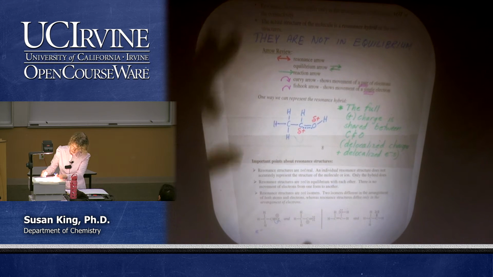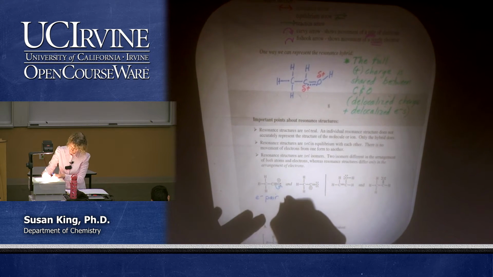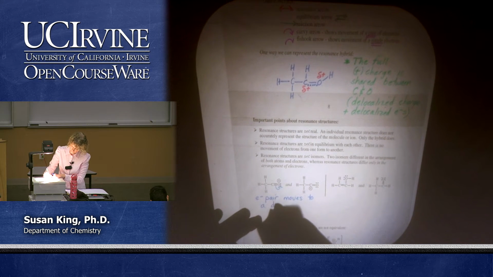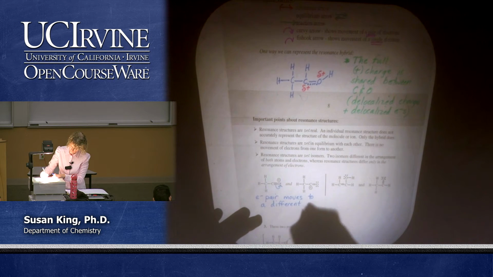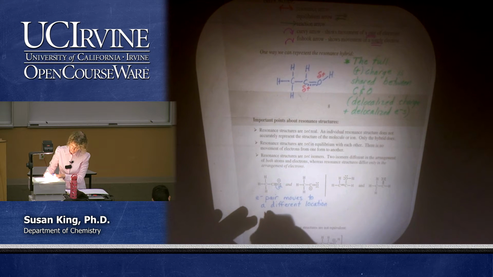So an electron pair moves to a different location. Therefore, these are resonance structures.